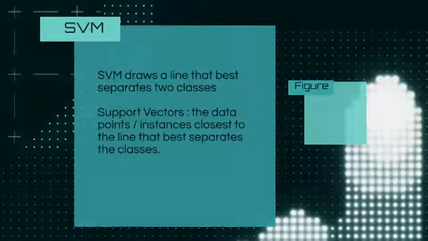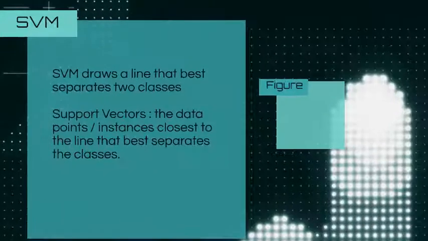This is also widely used, and at times it gives really good predictions. What a support vector machine does is draw a line that best separates the two classes. What we want is to classify, so this is separating the two classes. Now there's an important term here, support vectors. These are the data points, or instances, that are closest to the line that best separates the classes.